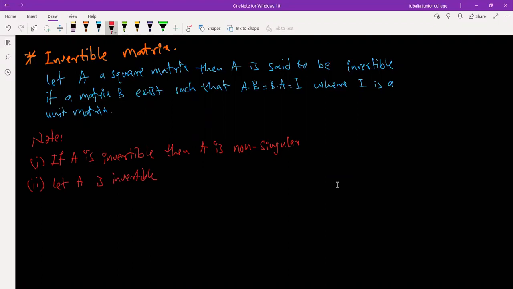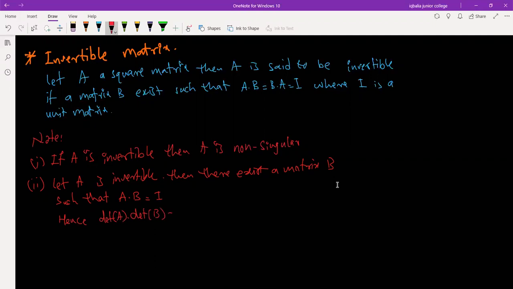Okay, so here the next point is: let A be invertible, then there exists a matrix B such that AB is equal to I, and hence determinant of A into determinant of B, and I can write determinant of AB is equal to determinant of I, which is equal to 1. So determinant of I is equal to 1.